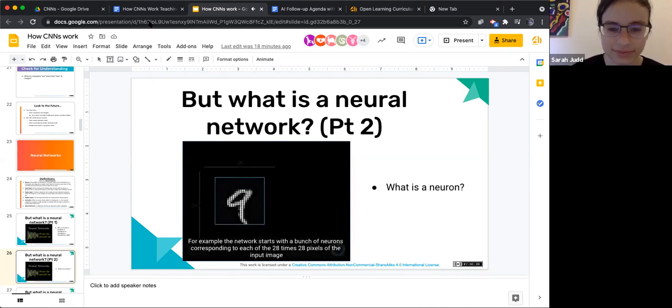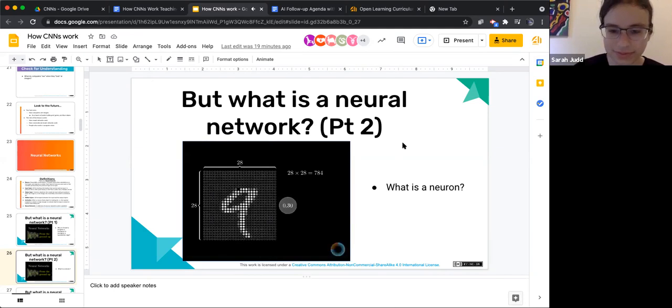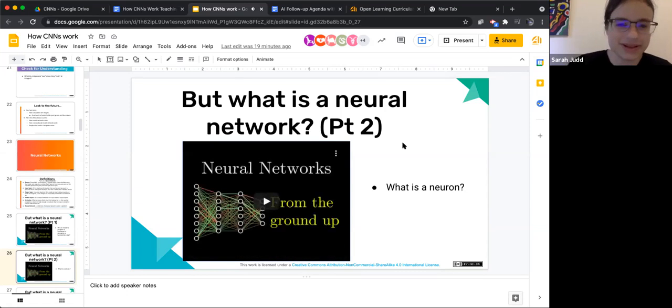For example, the network starts with a bunch of neurons corresponding to each of the 28 times 28 pixels of the input image, which is 784 neurons in total. Each one of these holds a number that represents the grayscale value of the corresponding pixel, ranging from 0 for black pixels up to 1 for white pixels. This number inside the neuron is called its activation. And the image you might have in mind here is that each neuron is lit up when its activation is a high number.